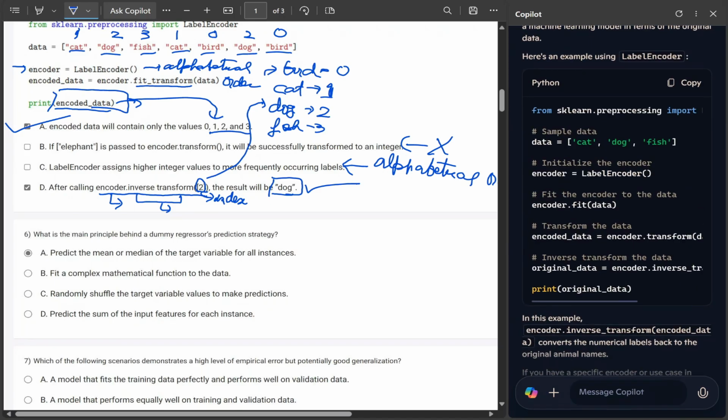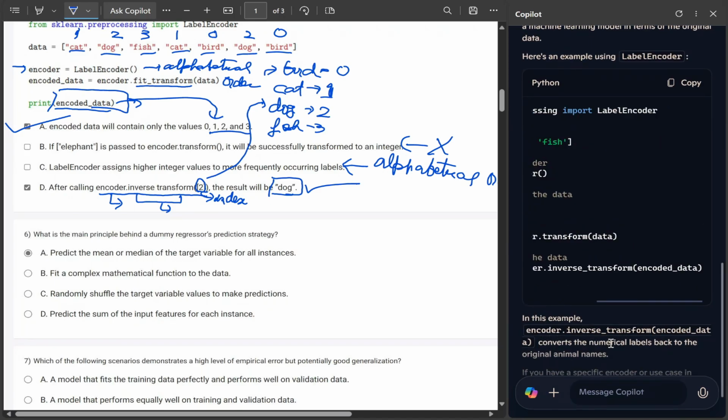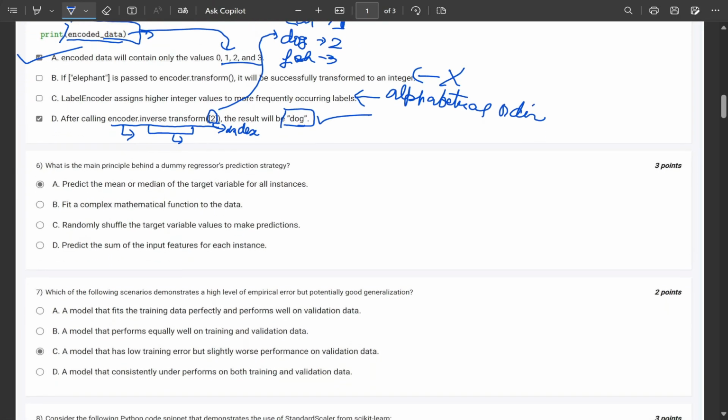And here is how we do it. So encoder.inverse_transform(encoded_data) converts the numerical label back to the original animal names for this particular case. Okay, so this is how you can do it. Now let's move on to our question number 6.